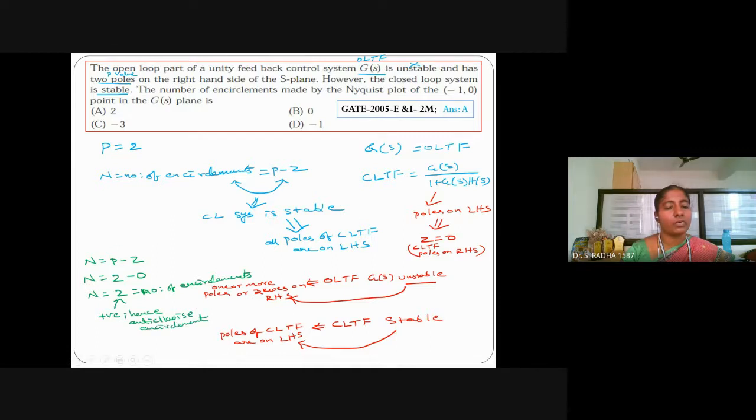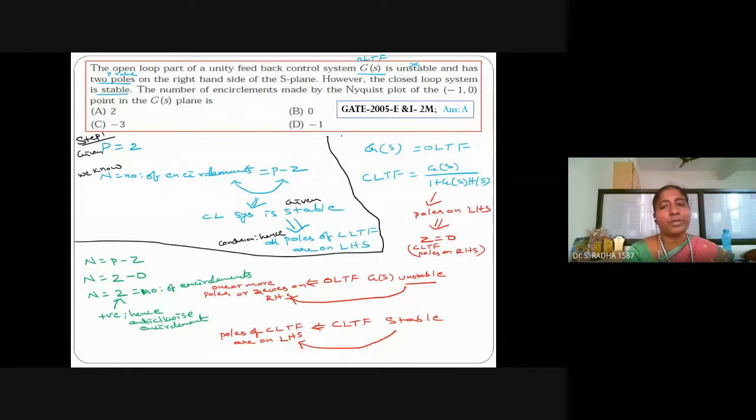Now I will revise once again what I have spoken in this question. Step number 1: the P value is already given and we know the formula for encirclement. This data is also given. Hence, all poles are on the LHS. This is our conclusion from step number 1.